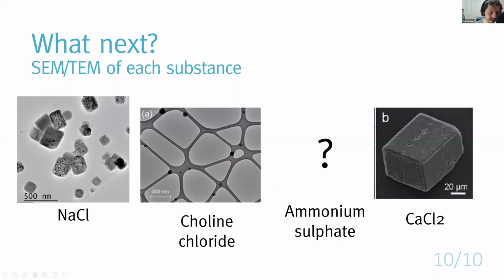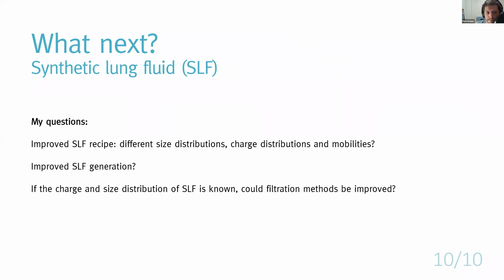Another thing I'd like to see is the size and the shape of these aerosols. Maybe I can look at them with an electron microscope. That might help to explain the charge distributions that I'm seeing. Maybe the shape of the crystals changes as you get larger. And following from this, I have more questions.